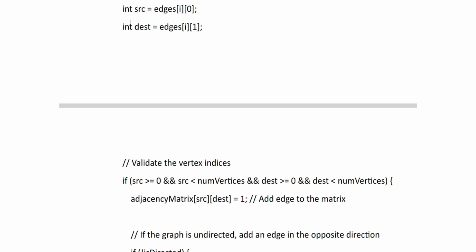Here, this line, source equal to edges[i][0], extracts the first element from the current edge and assigns it to the source variable. Since the first element of [0, 1] is 0, the source is assigned the value 0. And the next line, destination equal to edges[i][1], extracts the second element from the current edge and assigns it to the destination variable. In this case, the destination variable is assigned the value 1.